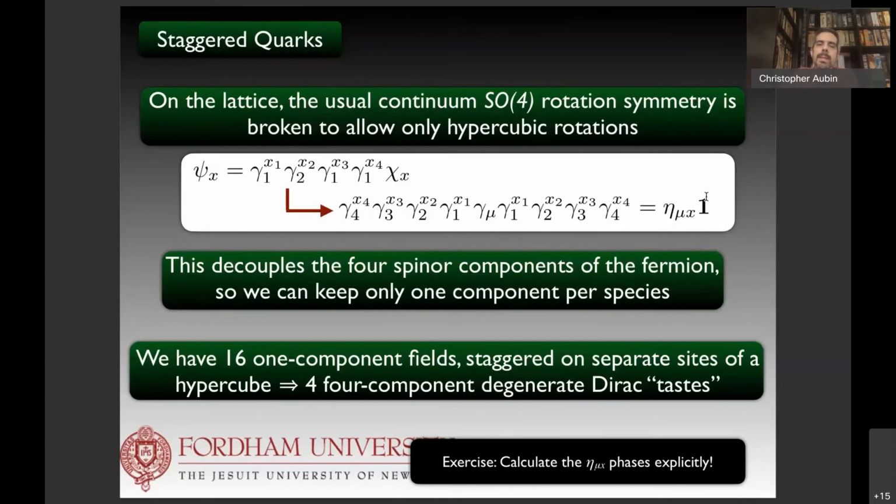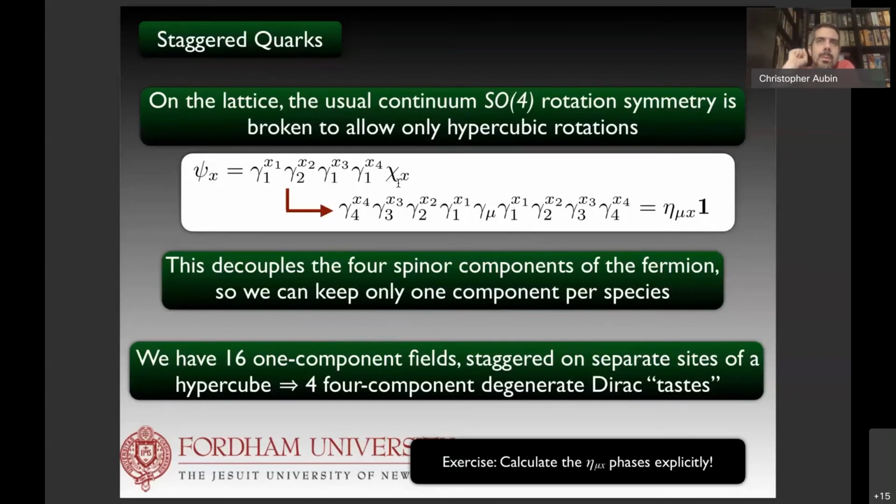And remember what I said earlier, the gamma matrices mix the spinor components of the Dirac fermion. This means that this transformation decouples them. So the different spinor components of chi don't interact with each other at all. So why keep them all? Exactly. Why not? So let's get rid of them. Let's get rid of 3 of them. So instead of having 4 spinor components, we have 1.